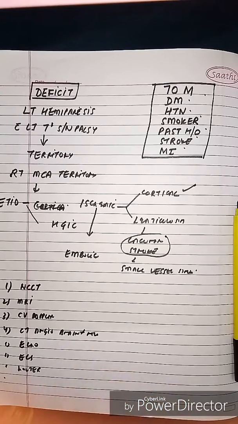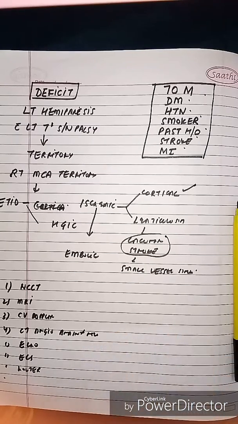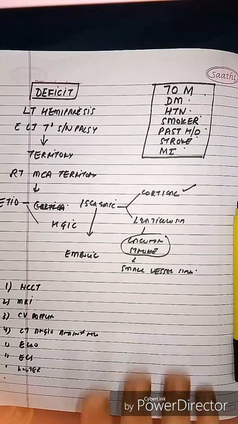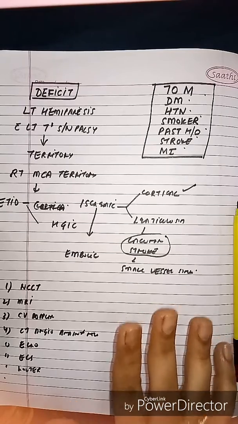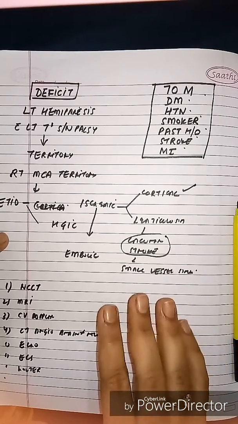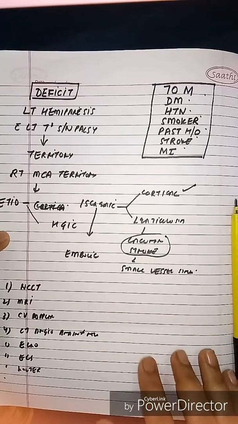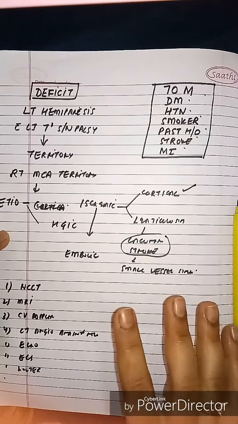Okay, so in your prescription of a stroke, it should be clear which territory is affected, what is the etiology, and what are the various investigations, and last your treatment. Your treatment should depend upon the etiology.